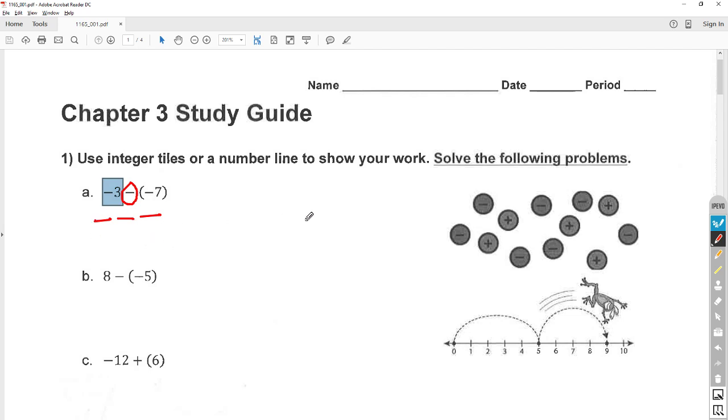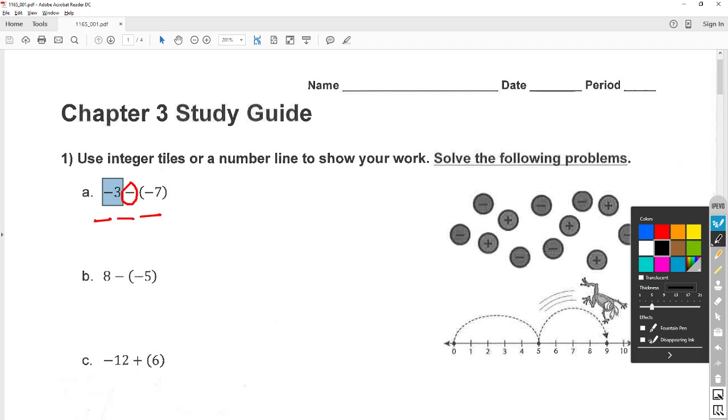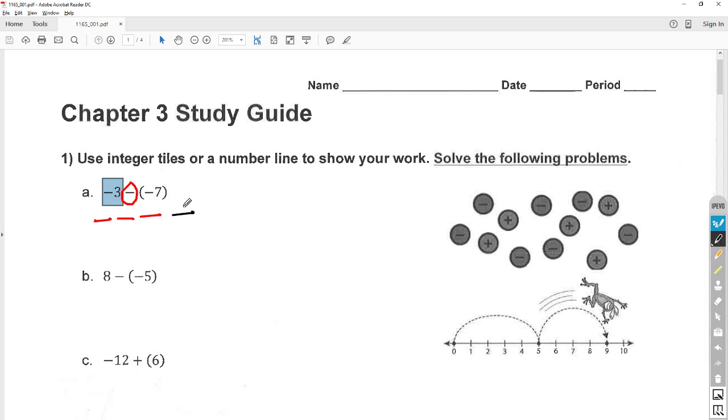Now, if you look, we don't have 7 negatives to remove. So what I need to do is add 0 pairs. Now remember, you have to always add 0 pairs because otherwise you're changing the amount that you have. By adding 0, I'm keeping it at -3. So far I added 2 0 pairs. You can see I have 5 negatives so far. So I'm going to add another. Now I have 6 negatives. And now I have 7.